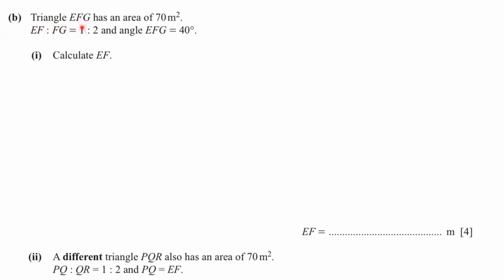In B, triangle EFG has an area of 70 square meters. EF is in the ratio to FG of 1:2, and angle EFG is equal to 40 degrees. Calculate EF. Whenever you have questions like this, try to make a diagram, it really helps you to understand things. So we have a triangle here. We have E, F, and G. The area of this triangle is 70 square meters. EF is in the ratio of 1:2 with FG. If EF is x, FG is going to be 2x.